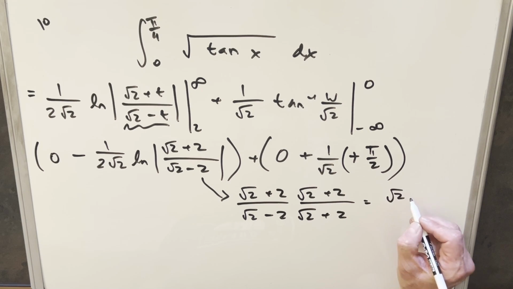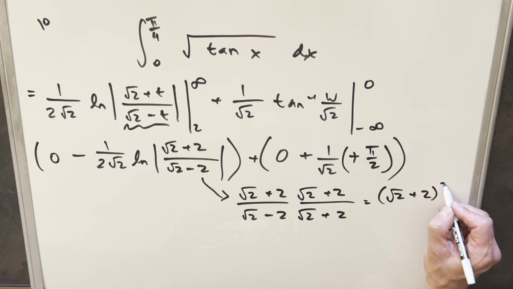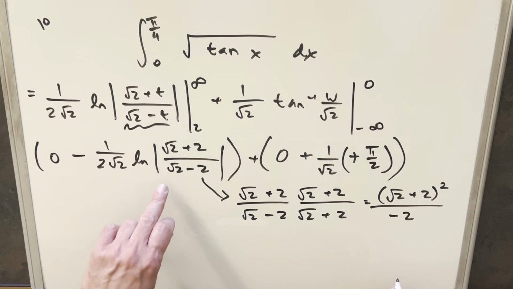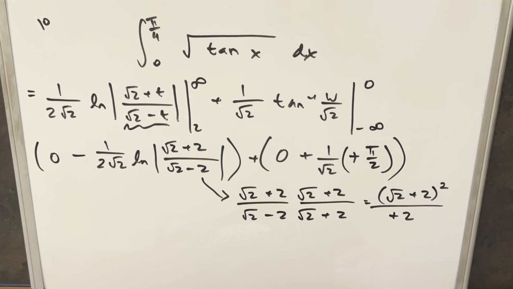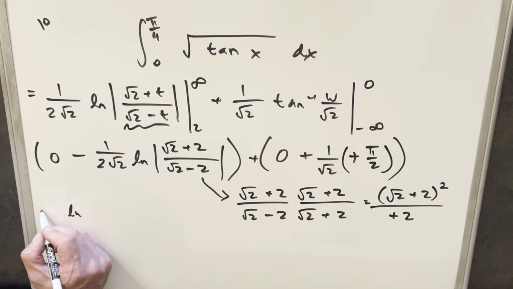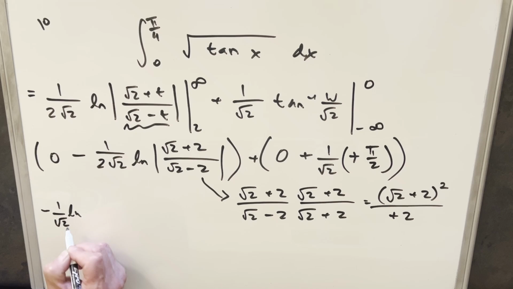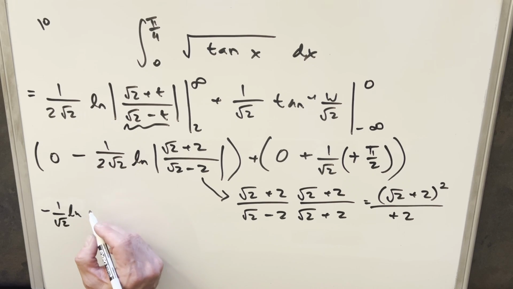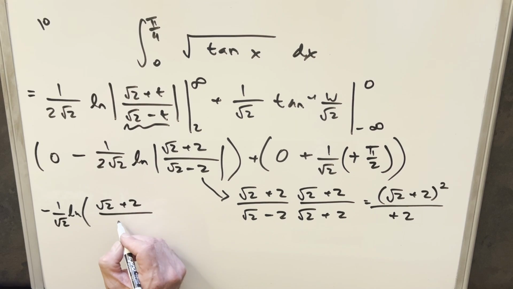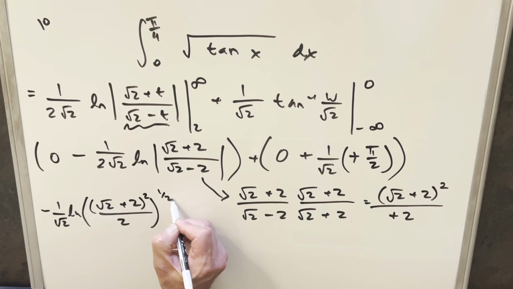When I do this, I can leave the numerator as square root of 2 plus 2, all squared. Doing this in the denominator, we get 2 minus 4, or minus 2. But we're going to be inside the absolute value here, so I'm just going to change this to a plus. Then coming back to our natural log here, I'm going to split this up. I'm going to write this minus 1 over square root of 2. I'm going to take a 1/2 and put it in the exponent. And now that this is positive, I'll drop the absolute value. So we'll have this square root of 2 plus 2 over 2. And then this is squared, and we're going to have this 1/2 in the exponent.